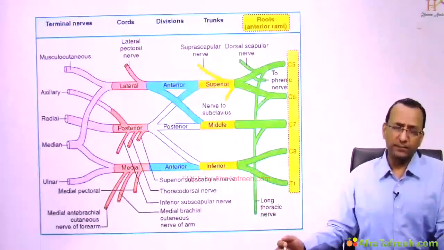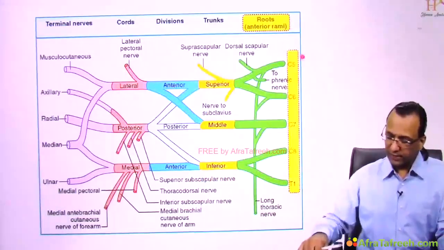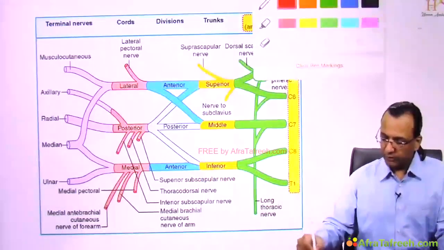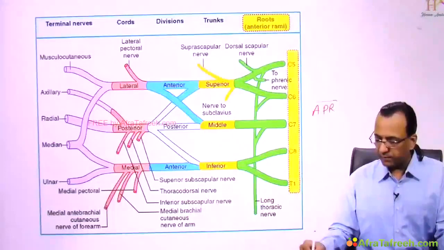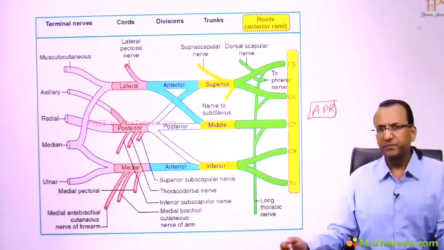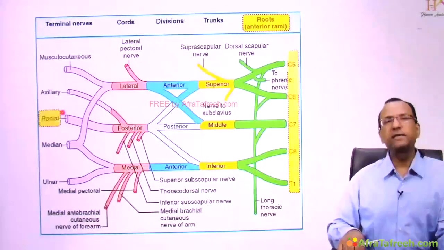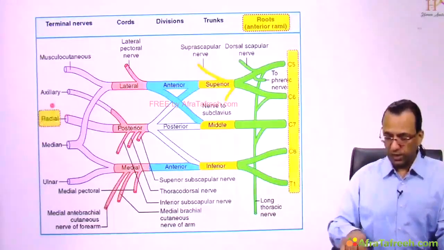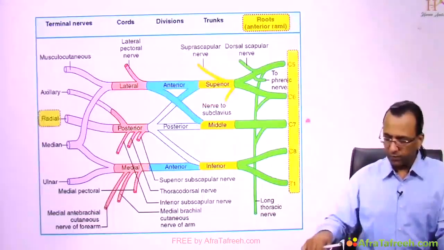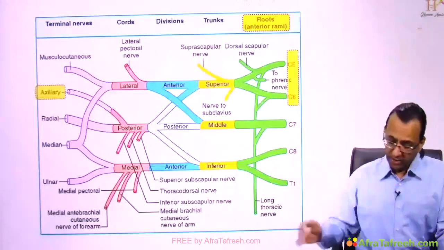So you have to understand that it is the anterior primary ramus of C5, 6, 7. It is going to be the anterior primary ramus of the roots C5, 6, 7 in the neck region, contributing to the radial nerve. The radial nerve has all the 5 root values. If you say radial nerve has all the 5 root values, there is also the median nerve.